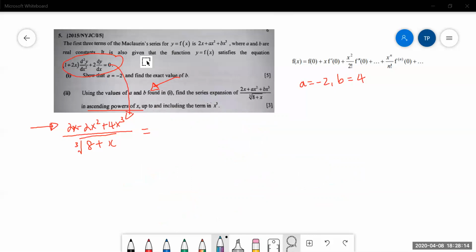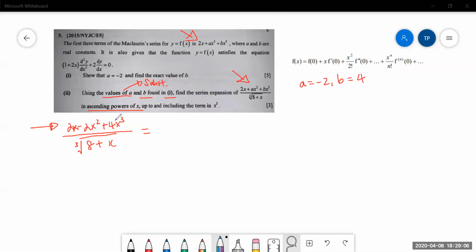See, the question says, okay, just follow the guidance of the question. Question said, hold on. Question said that using values of a and b found in part 1. Basically, what this statement is trying to say is for us to substitute a and b into this. Okay? Which also means to substitute into this. Okay?